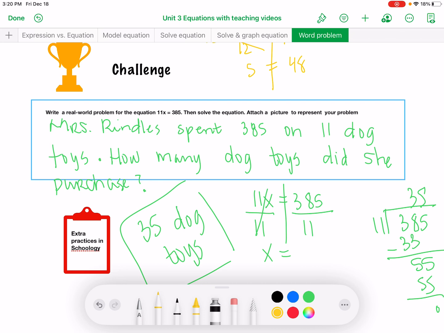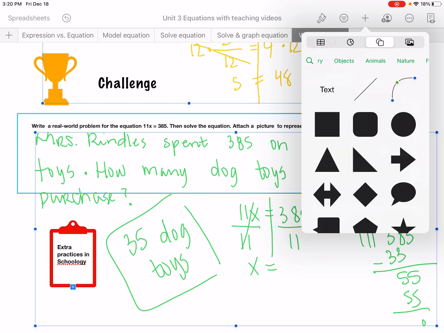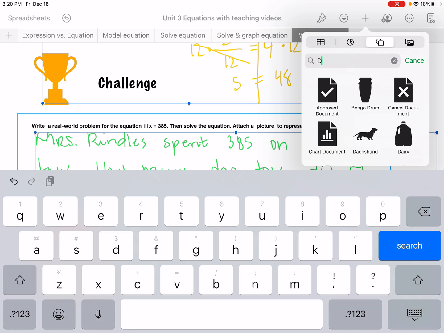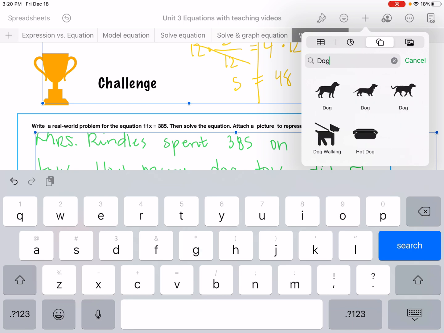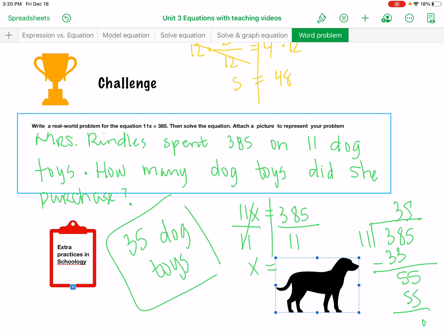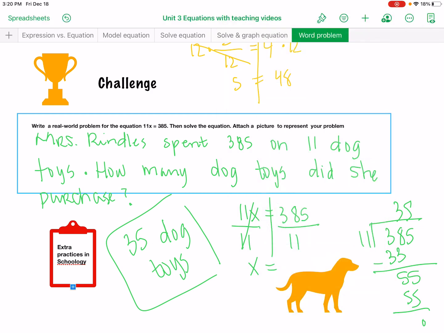And I did not upload a picture, so let me go to animals. And do we have a dog? I can type in dog, so I can show y'all. Here we have a dog. Okay, and here's dog for our dog toys. And then you grab the paintbrush, and I'm going to make my dog yellow, yellowish orange.